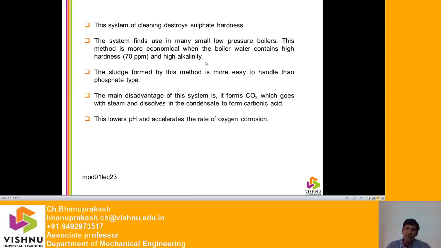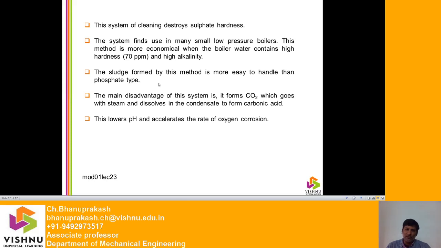So how much ppm do we have to maintain in the boiler? Around 8 to 9 ppm only we have to maintain, parts per million. See, the sludge formed by this method is easier to handle than the phosphate type. This is one of the best comparisons with the phosphate type. In this method the sludge is formed easily, and it can be removed by using different methods.